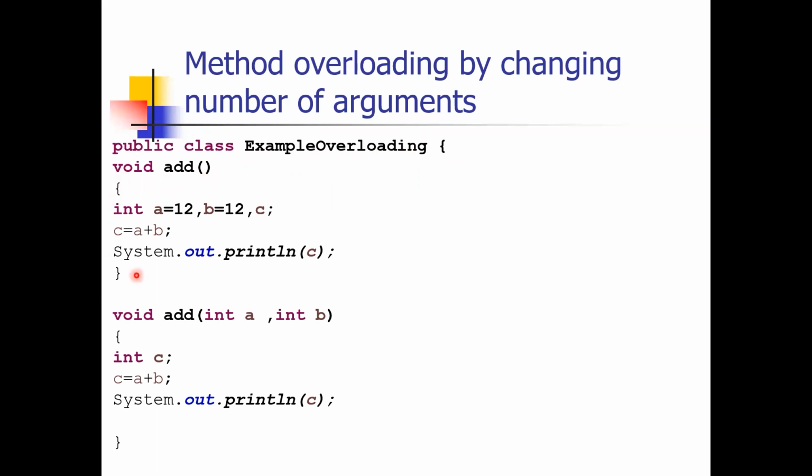Inside the method, we have mentioned parameters A and B, of type integer, and C equals A plus B. Since the method name is add, we are writing a program for adding two numbers. C equals A plus B, and we just print the value of C. This is one method for add. Now see here, I have again written a method with the same name, void add. Void is the return type, add is the name.